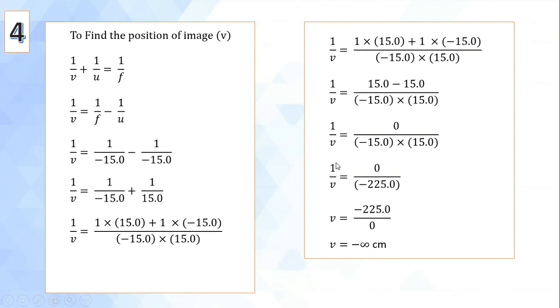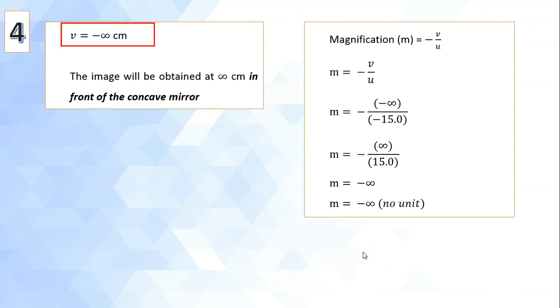finally I come to 1 by v is equal to 0 divided by minus 225.0, or v is equal to minus 225.0 divided by 0, that is equal to undefined. Okay, so it's infinite. v is equal to minus infinite. So what does minus indicate? It is on the, that is, in front of the concave mirror. So this negative sign indicates we get an image in front of a concave mirror, at infinite distance.